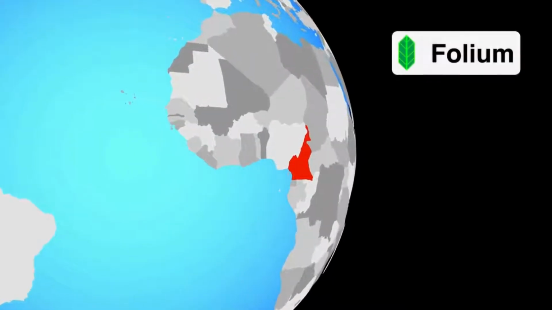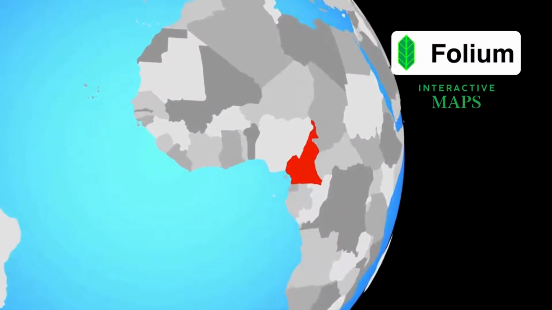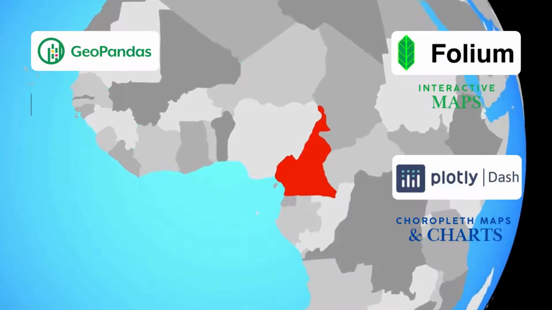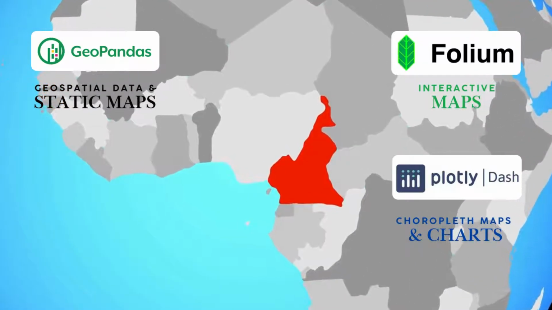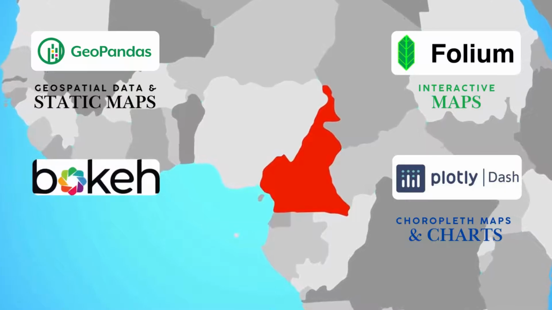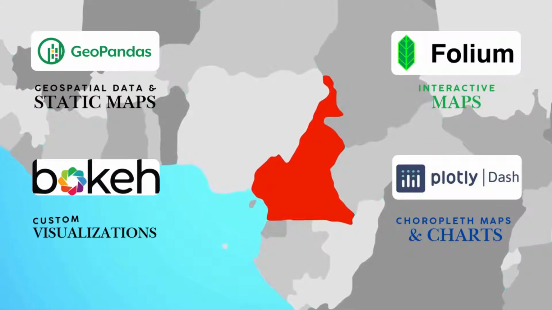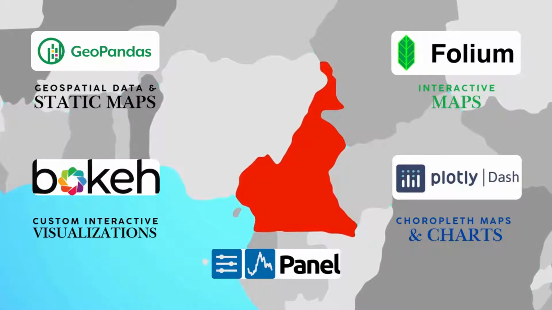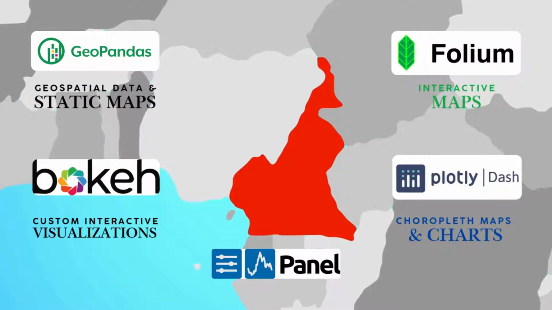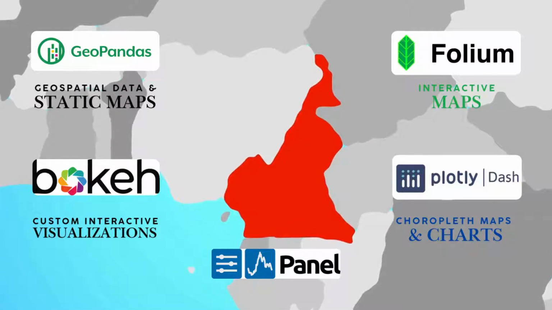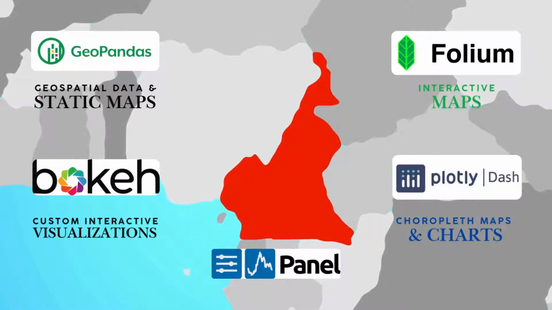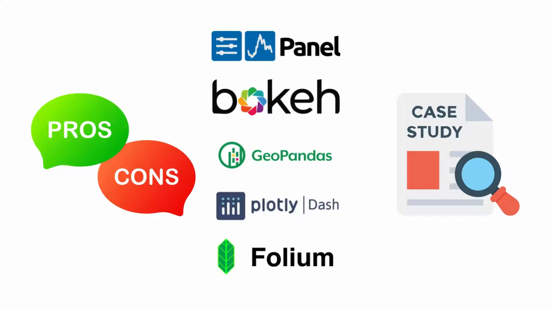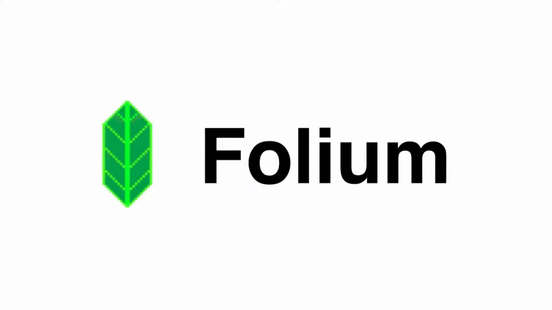We'll cover Folium, which is for interactive maps, Plotly, which has choropleth maps and charts, GeoPandas for geospatial data manipulation and static maps. We're also going to look at Bokeh for custom interactive visualizations, as well as Panel for building dashboards with multiple components. Each of these libraries has their own strengths and weaknesses. We'll discuss them, and we get to use them to also discuss which to use in the best case. Now, let's get started with Folium.